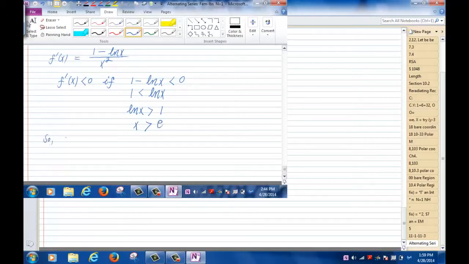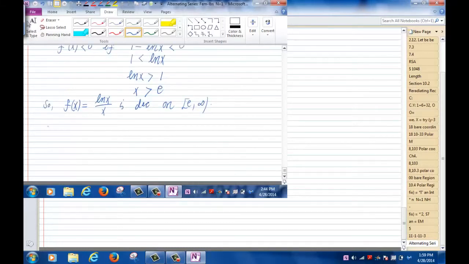So I could say that my function f of x, which is ln x over x, is decreasing on e to infinity. So the sequence bn, which is ln of n over n, is decreasing for what? N larger or equal to? Or is it x? Does it matter if x is larger or not? Does it matter that it's not equal to? It doesn't matter. So I could say that it's decreasing from e to infinity. I can include e because it's a continuous function.